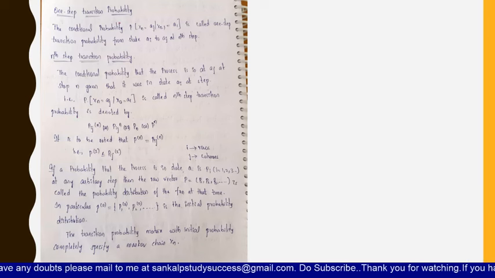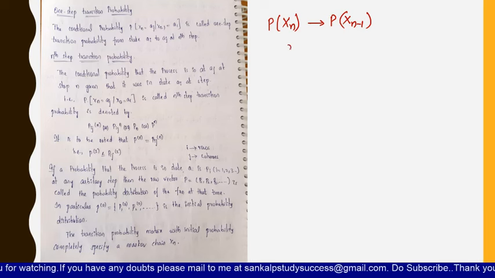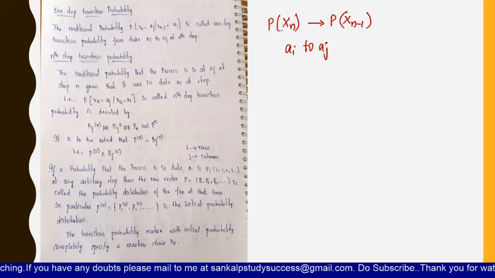Now coming to the one step transition probability and also the nth step transition probability. Let us see what is one step, and then what is nth step. In the one step transition probability, the conditional probability is P of Xn equals aj given Xn minus 1 equals ai. That means it is only one step from Xn minus 1 to Xn. We are jumping from one state to another state by only one step. So this is known as the one step transition probability, from state ai to aj.